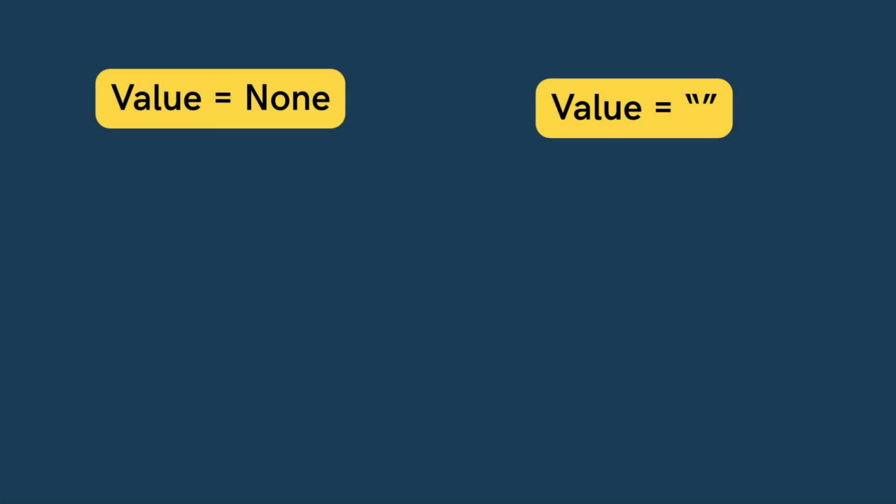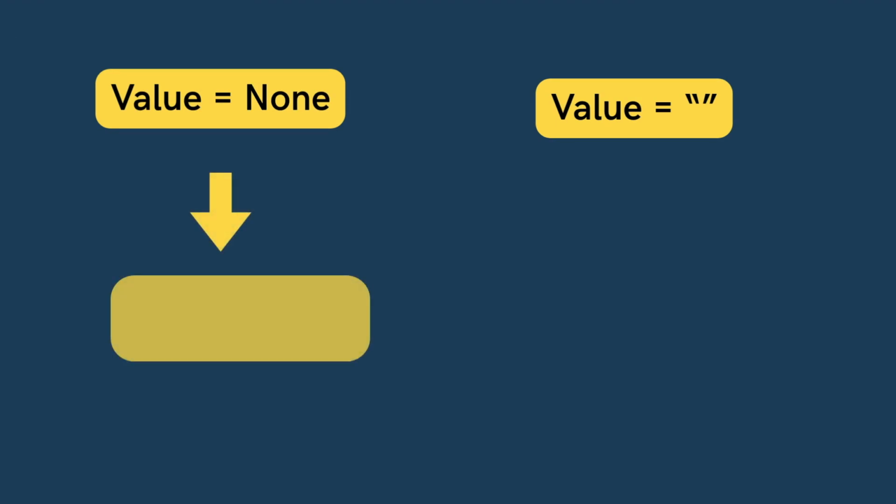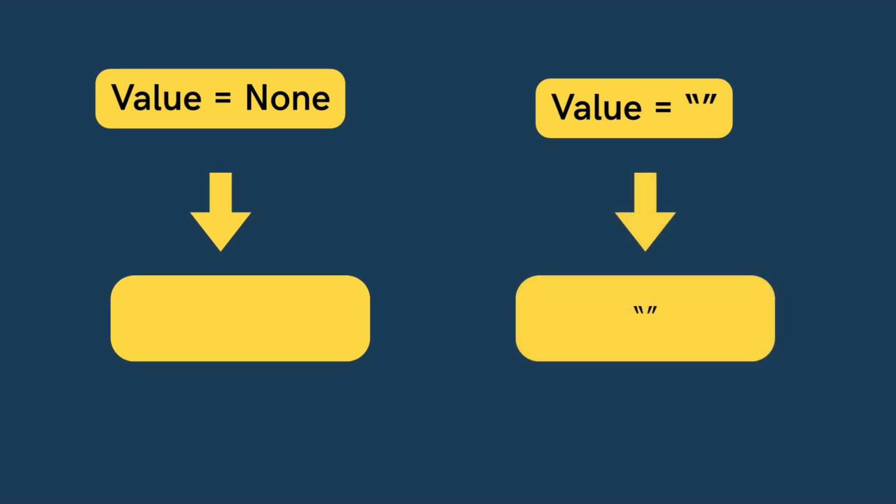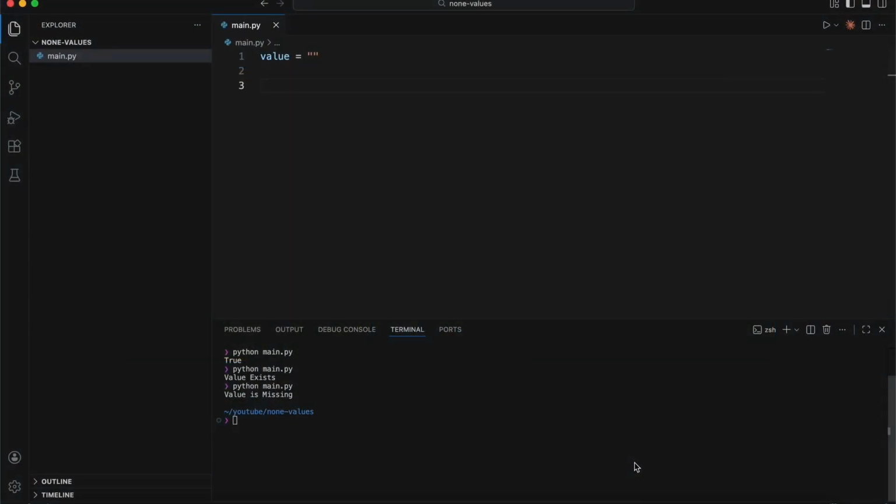None and an empty string may look similar, but they are not the same. None means no value exists, and empty string means the value exists but it contains nothing. None is a special value in Python. When checking for None, we don't want to compare values. We want to check whether a variable actually points to None.